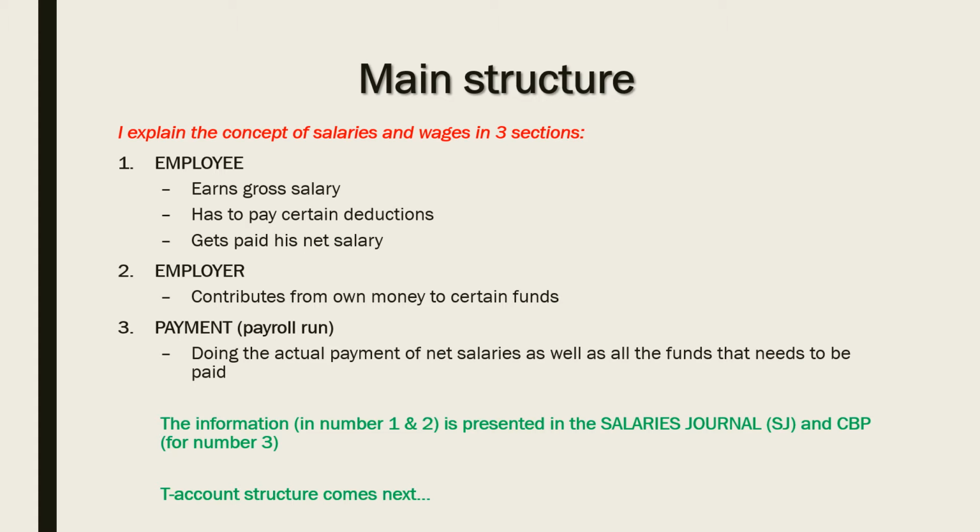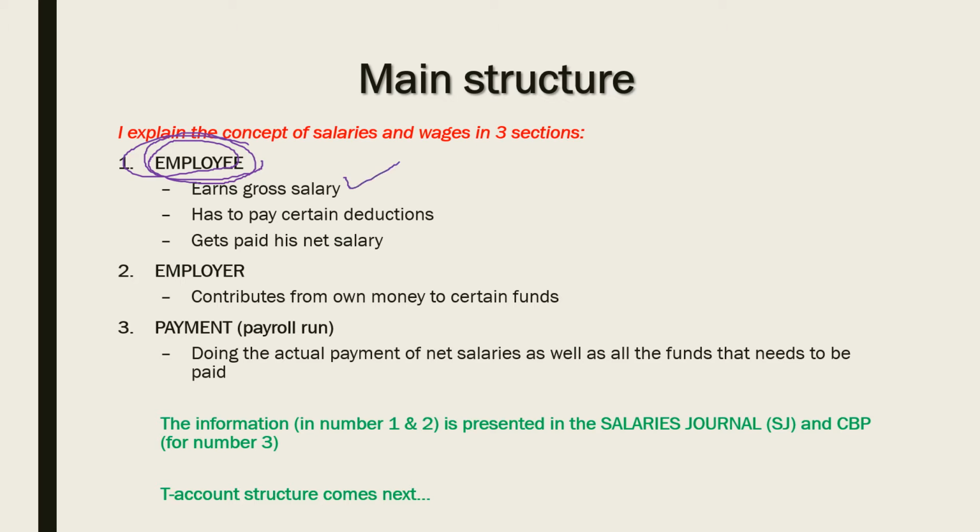Okay, so how does this look in a journal? So we use the salary journal, or the wages journal, depending on which one we do. I typically split this process into three sections to make it easy for you to view the concepts. The first section I deal with is the employee. He comes in first in the journal. You'll see the first couple of columns are dedicated to him.